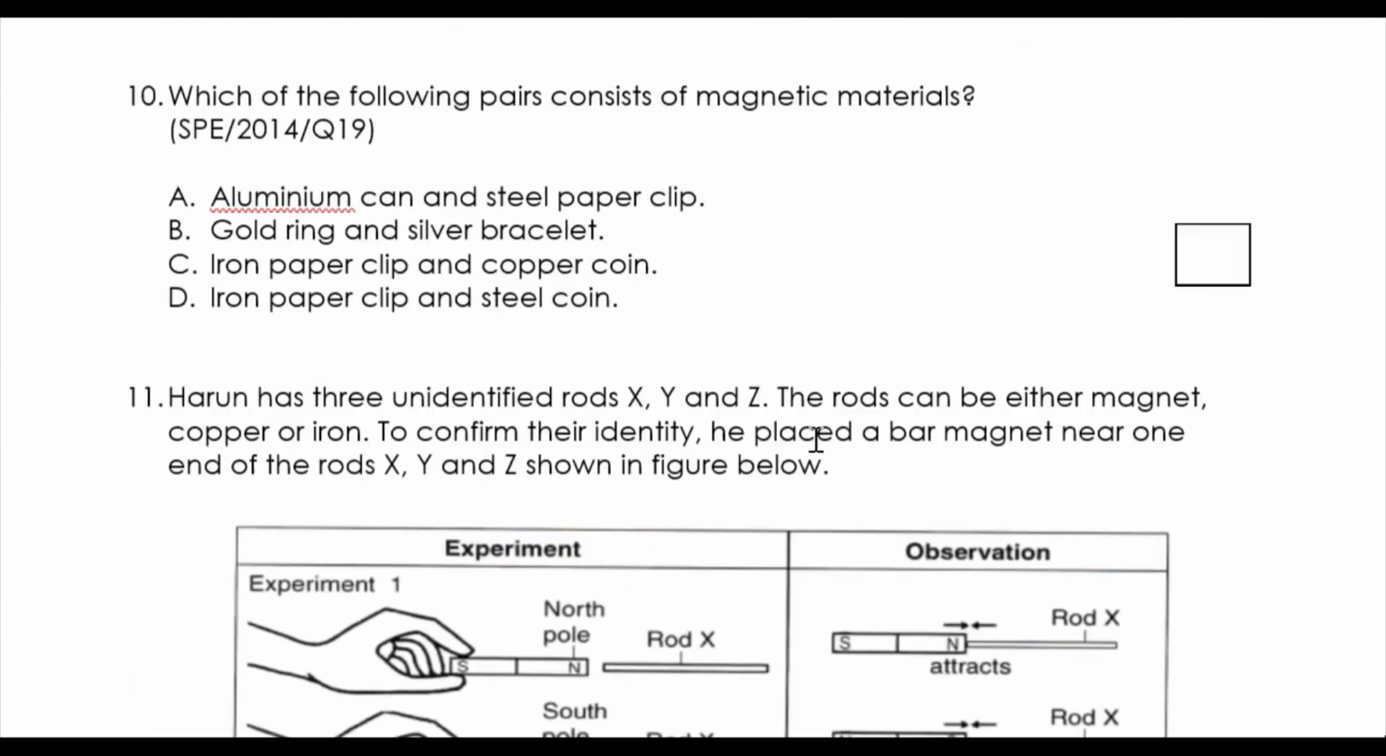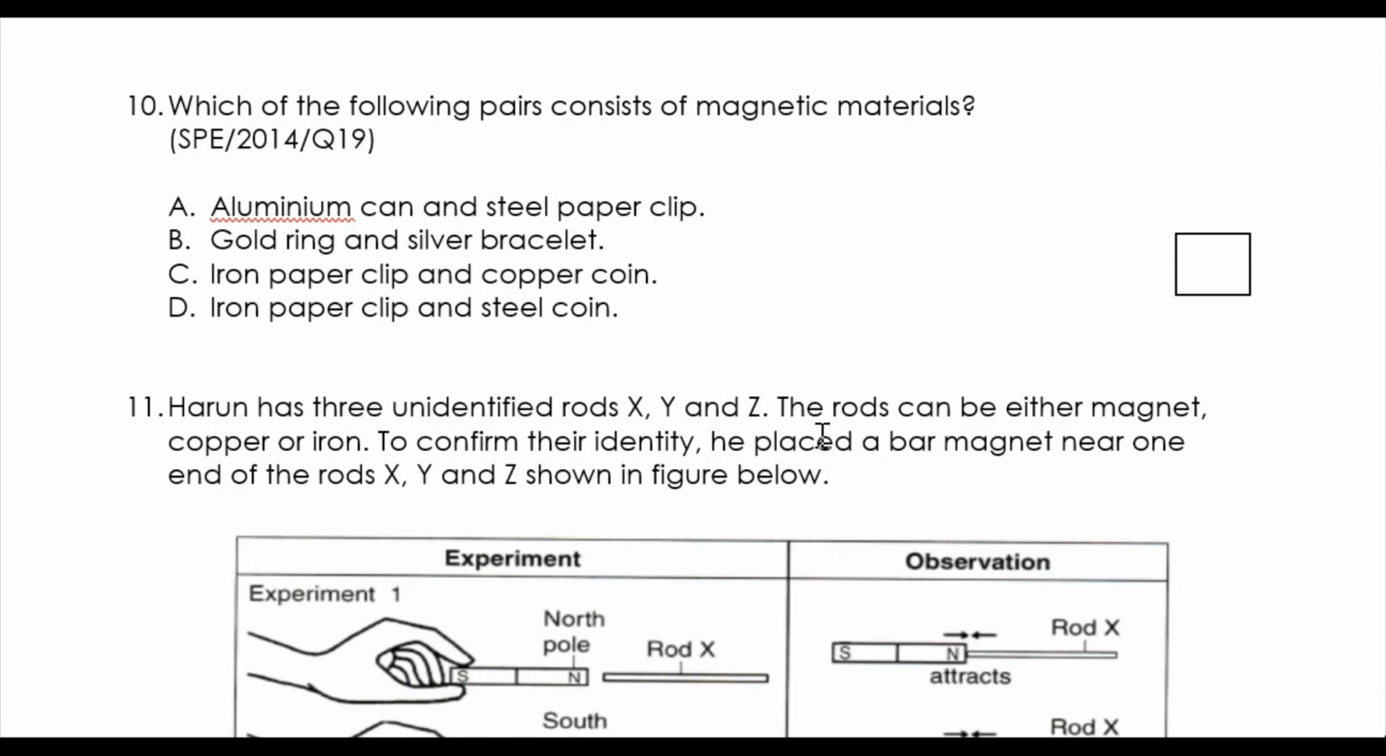Alright, last page for today. Which of the following pairs consist of magnetic materials? So you need to remember your metals. Aluminium is non-magnetic, steel is magnetic, gold ring is not, silver is not. Iron paperclip, yes. Copper, no. Iron, yes. Steel, yes. So D is the answer.